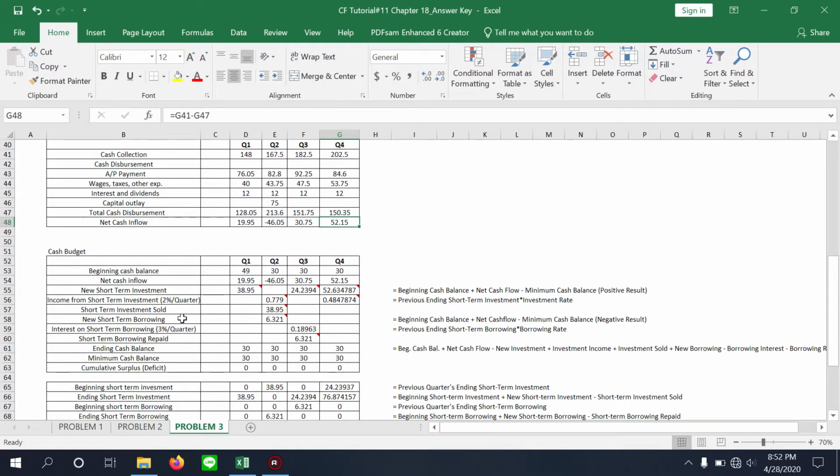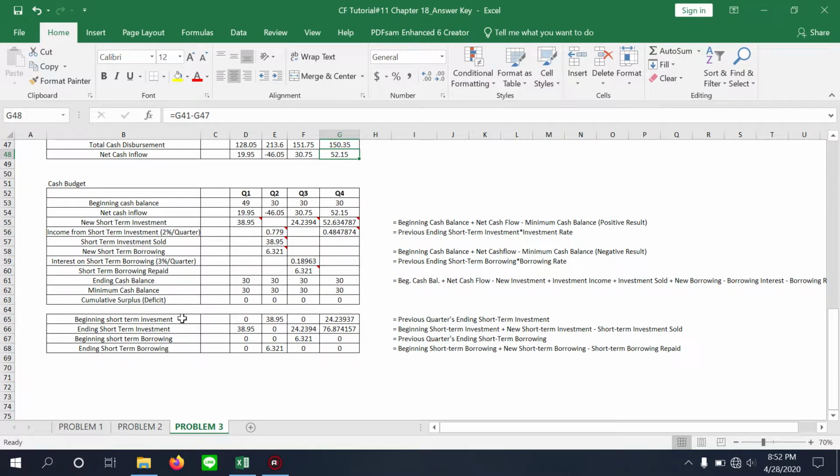So in the next one, we'll be talking about the cash budget. Here it's quite complicated, because assume you are working on quarter 1, right? You have a surplus of 38.7595. After you calculate this, you can do what you call a short-term investment. So this same amount of surplus, you put it in here as a new short-term investment to make the cumulative surplus zero.